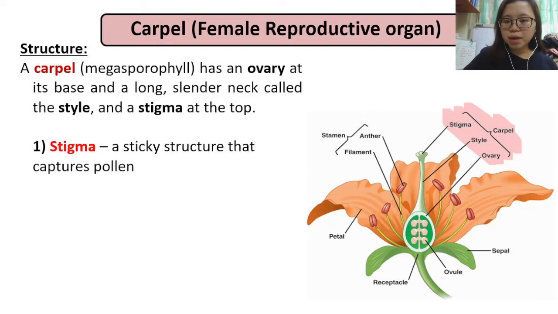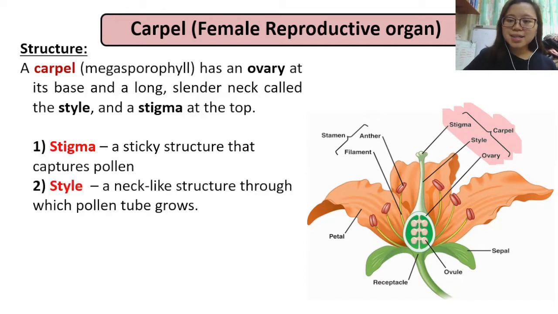So the stigma is a sticky structure that captures pollen. It is this part at the top that you can see on the flower. The style is a neck-like structure through which the pollen tube grows. Later you'll learn what is a pollen tube, but basically what you see here, this long part that looks like a neck, is the style.